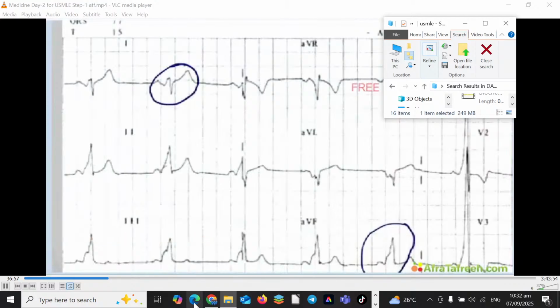The negative deflection is more than the positive deflection in lead one. That is why it is negative. I hope you were not assessing on the basis of the T wave.